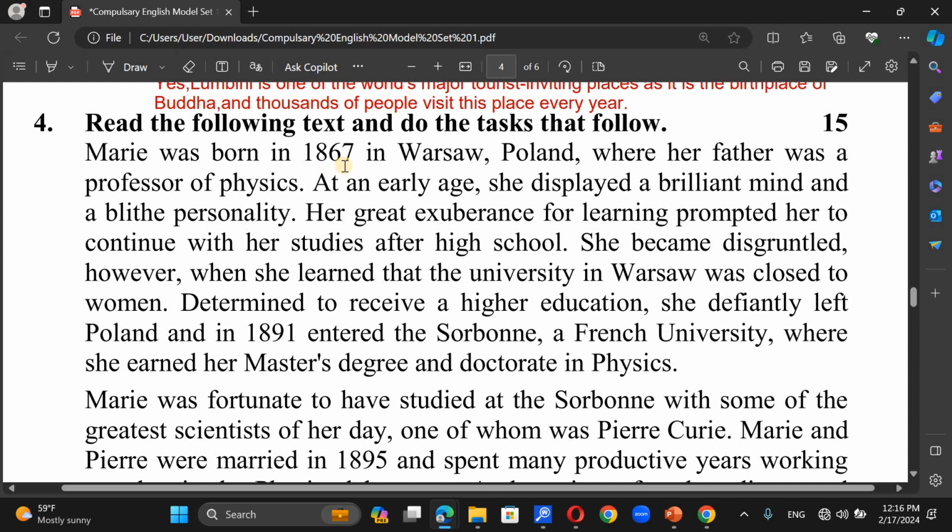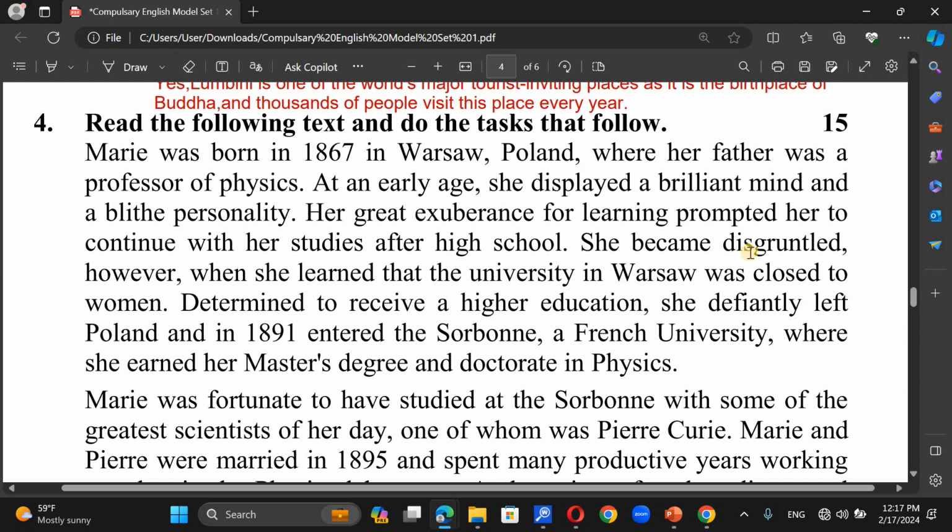Mary was born in 1867 in Warsaw. So it's about Marie Curie. She was born in Poland, where her father was a professor of physics. Father was a physics professor. At an early age, she showed a brilliant mind and breadth of personality. So very charming person, very active. Her great exuberance, her great wish for learning prompted her to continue with her studies after high school.